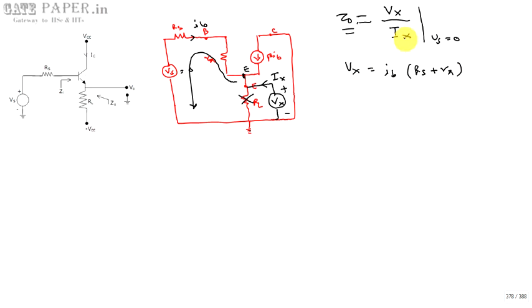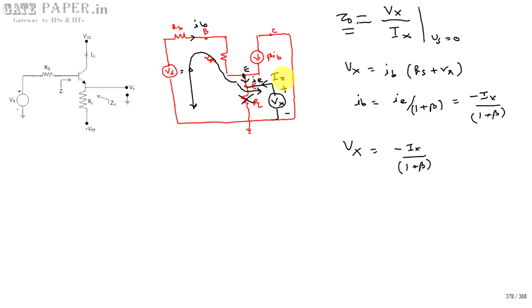But we require Ix, so you must express IB in terms of Ix. IB can be written as IE divided by 1 plus beta, because we know the emitter current is 1 plus beta times IB. IE flows in this direction, whereas Ix is flowing in the opposite direction. So IE can be written as minus Ix divided by 1 plus beta. So replace now IB with minus Ix by 1 plus beta.